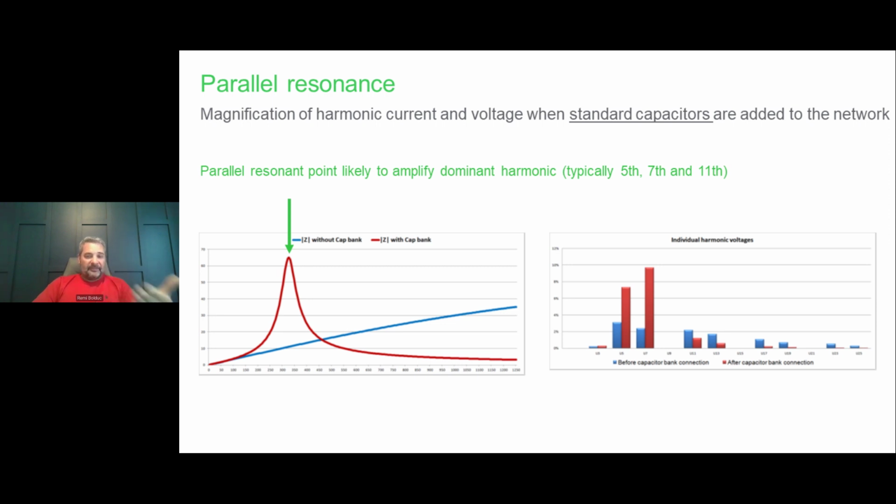And that will magnify current and voltage. But here in the bar graph, in blue, we have the harmonic voltage before. So we have third, fifth, seventh, 11, 13, and so forth, and it's from 0 to 12%. That's the scale. In blue, that's without the capacitor bank, and in burgundy, it's with the capacitor bank.